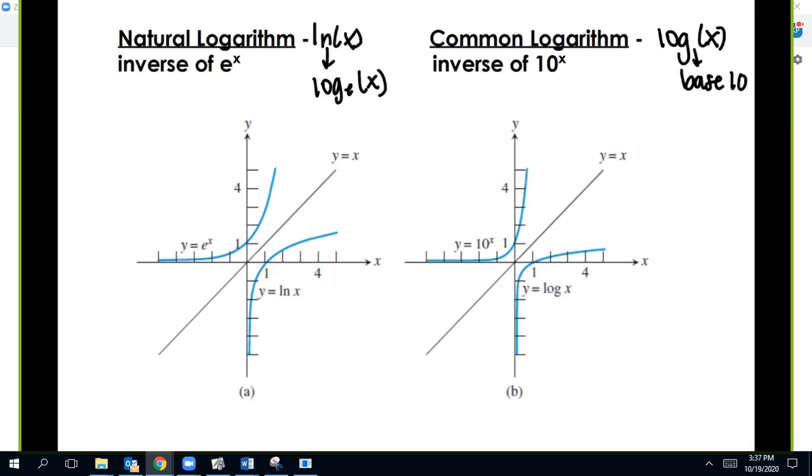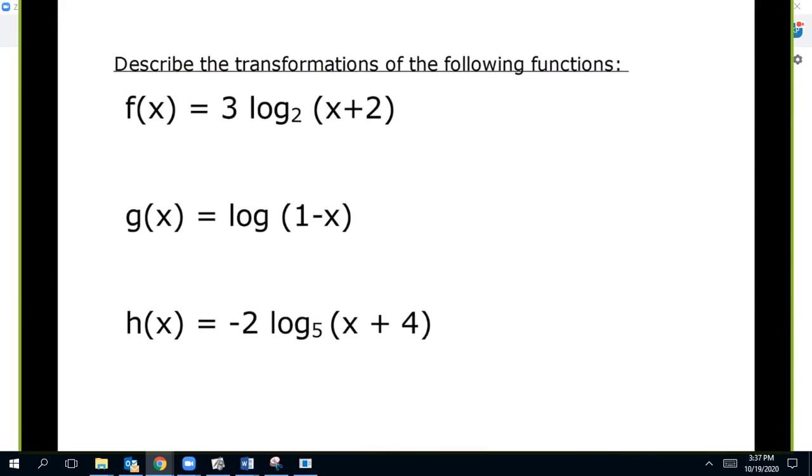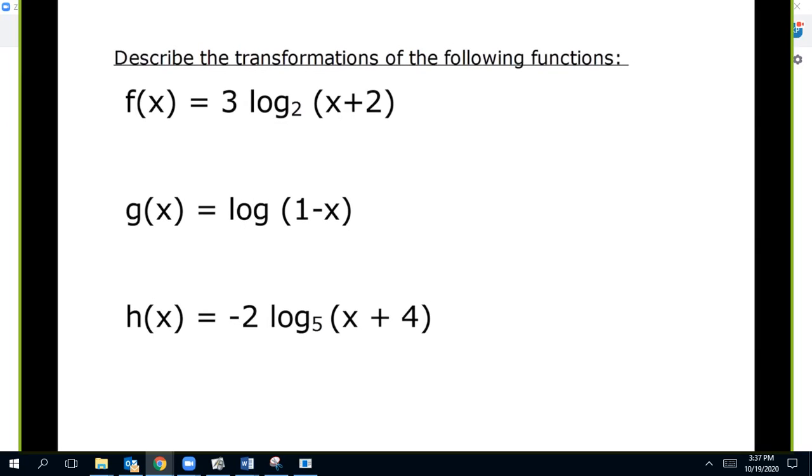So we should recognize that those are inverses of each other. Next, let's describe some transformations. You can go ahead and pause this to try that, or if you want to just follow along with me, that's fine. Remember, we always go from the inside out. I like to highlight the inside with a yellow box and then describe them from there using order of operations.